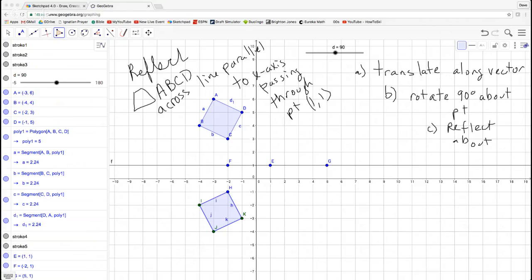All right, so we are done with the lesson. Hopefully this was helpful. I know I made a few mistakes using GeoGebra. I can't figure out exactly why GeoGebra wasn't behaving for me, but we are done with lesson 10.